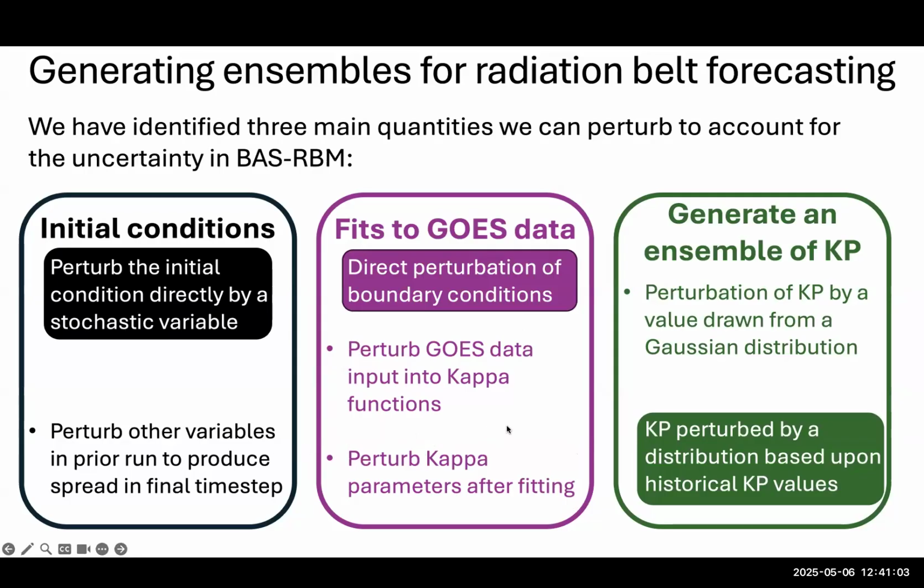But perturbing the kappa parameters led to a positive bias being introduced into the simulations. So we think that when the outer boundary was increased, that was being radially diffused into the model domain, and that wasn't balanced when it reduced again. So we were getting this biased flux being radially diffused in.